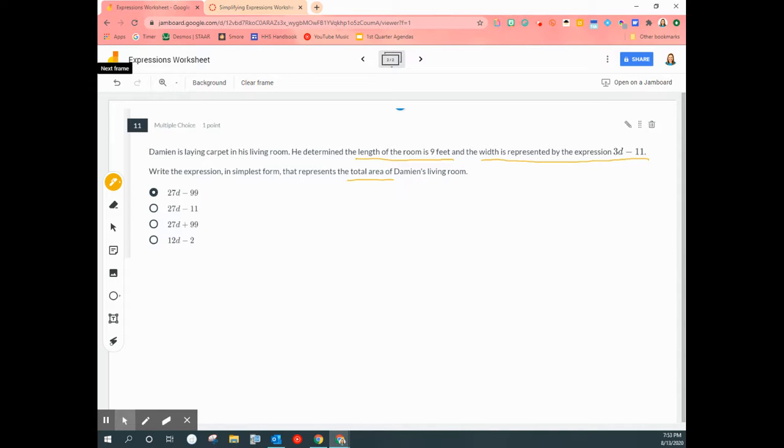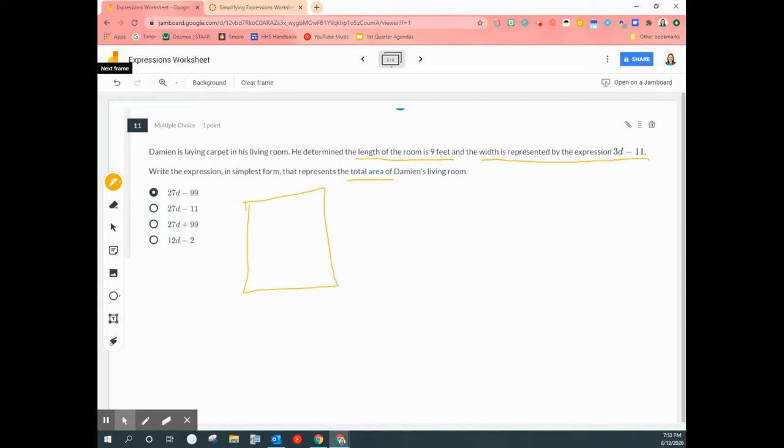Now, we have to remember what is the formula for area? Now, it's his living room. So think about the shape of most living rooms. What's the shape of most living rooms? I hope you're saying rectangular. Maybe square, but remember, squares are just special rectangles. So his living room should be rectangular.